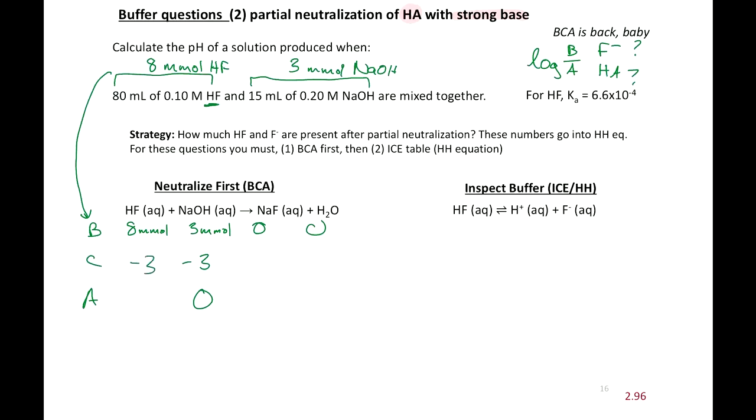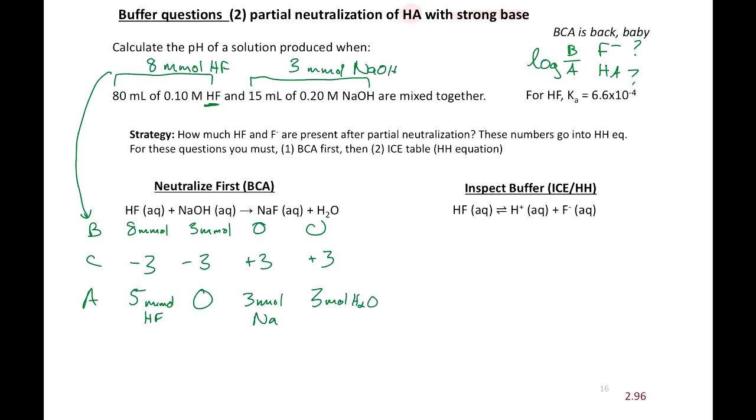Then, in that process, if I consume 3 and 3 of HF and sodium hydroxide, how much sodium fluoride do I make, the conjugate base? 3. So it's plus 3. And then I also make 3 millimoles of water, but it doesn't really matter. And then we add up our columns. So after this partial neutralization, I have 5 millimoles of HF, and I have 3 millimoles of NaF, and then I have 3 millimoles of water, but that's not going to affect our pH.